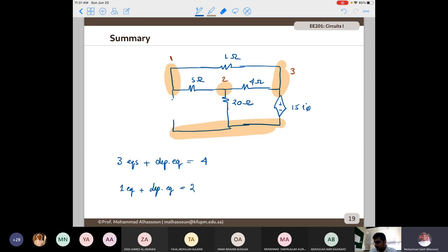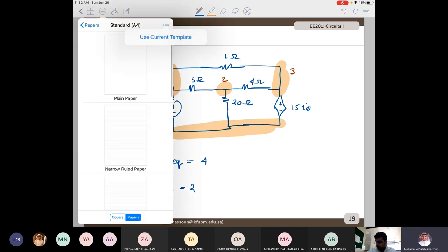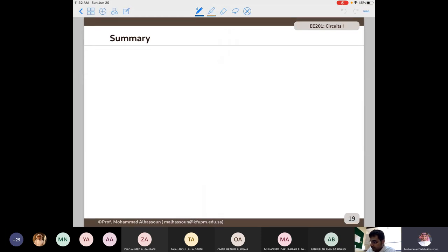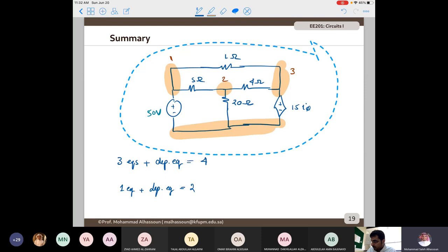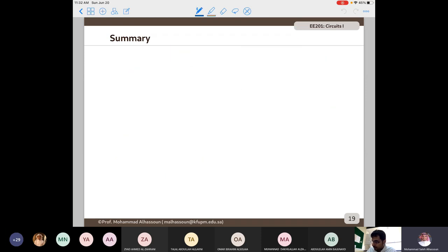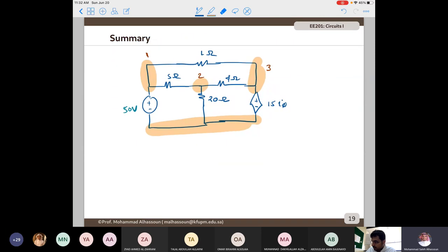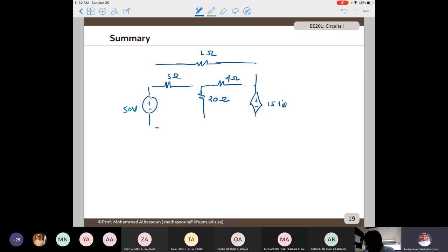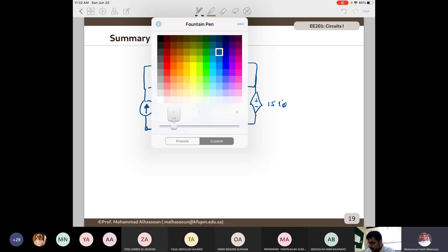So in place of the voltage source, I'm giving here a current source. So let me copy. And here I have a different circuit, but this one has a current source. And I'm asking you to find the mesh current here. So you would say, apply the mesh current method.